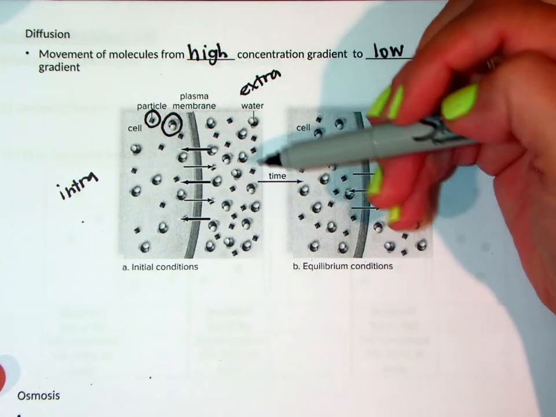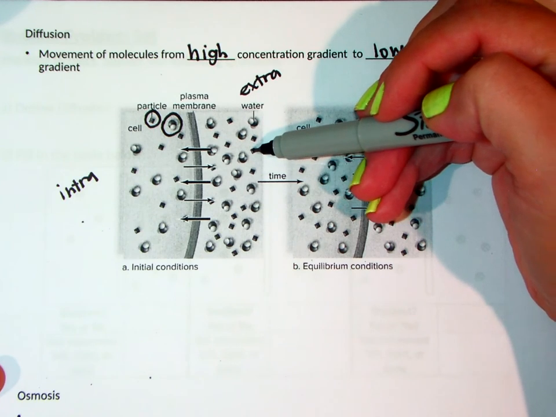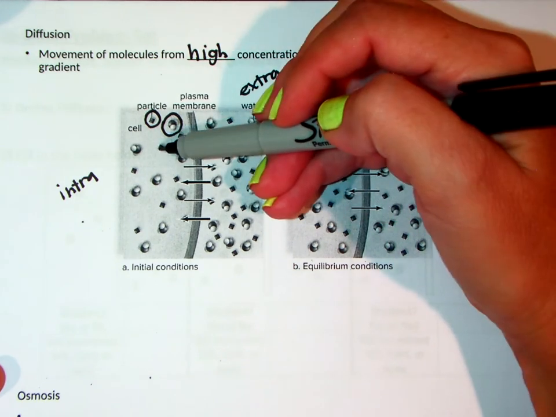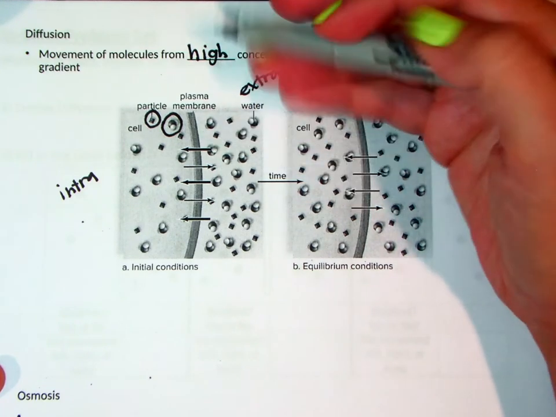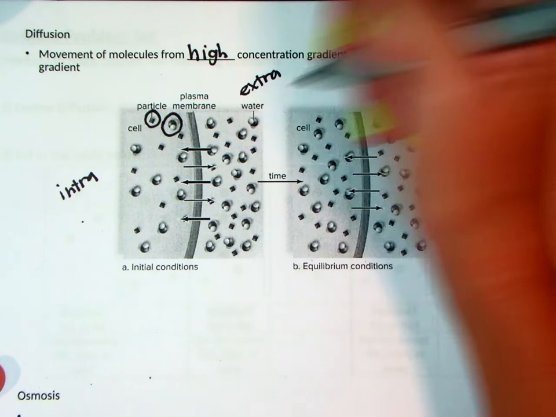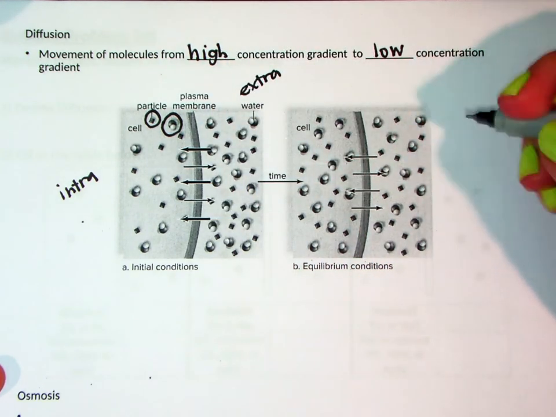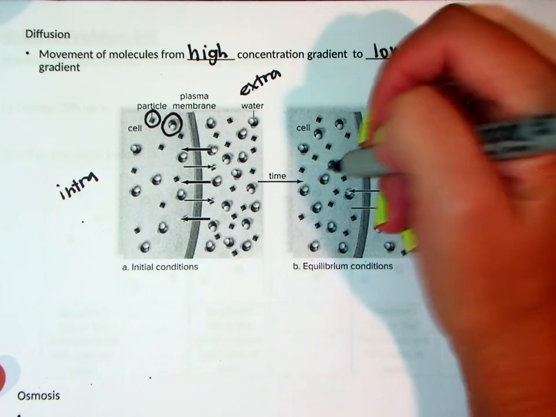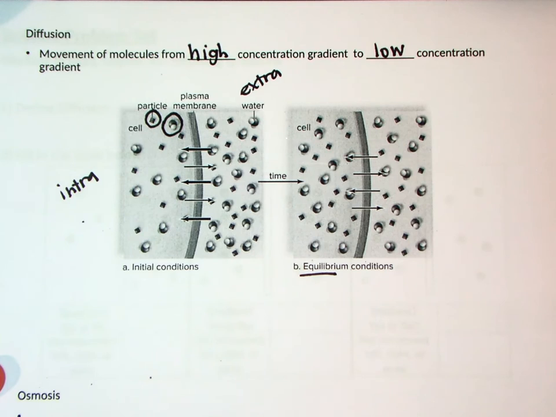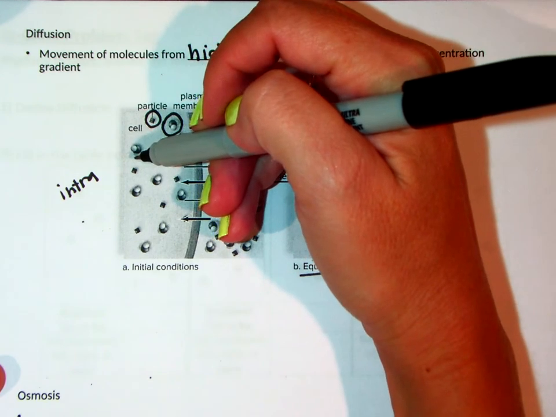And you can see here that in the extracellular fluid, there are more solutes than there are inside of the cell. So if we assume that these solutes can pass through the plasma membrane, over time what you'll see is that they'll move from outside the cell to inside of the cell until equilibrium is reached. Okay, so they'll go from high concentration to low concentration.